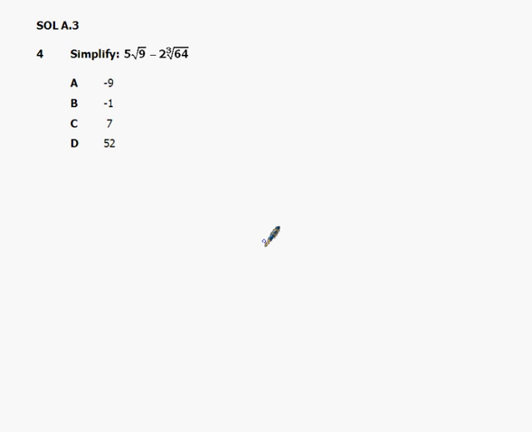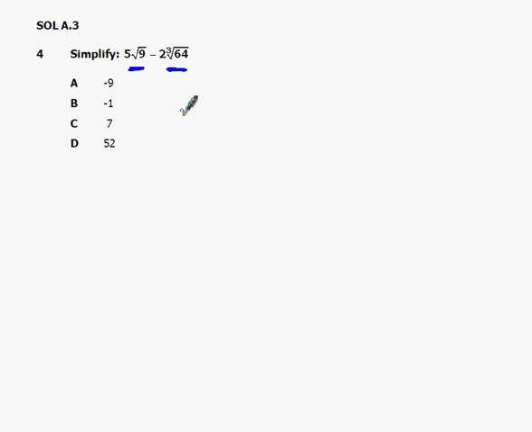Okay, so let's talk about problem number 4 on the SOL review. We're going to simplify 5 radical 9 minus 2 cube root of 64. The first thing you need to look at before I start to add or subtract is whether or not we have like radicals. And in this case, we absolutely do not have like radicals.